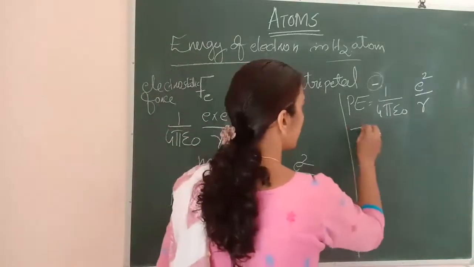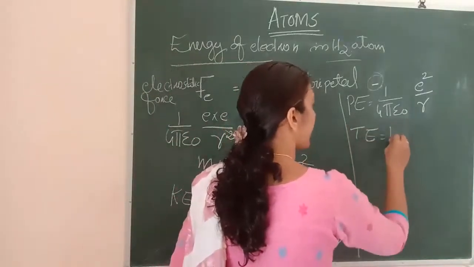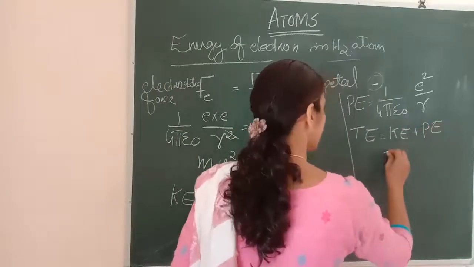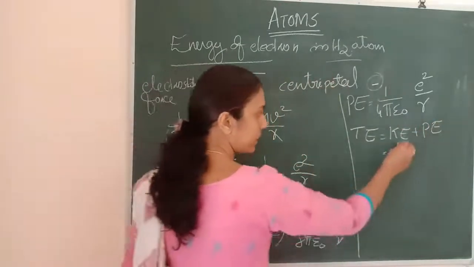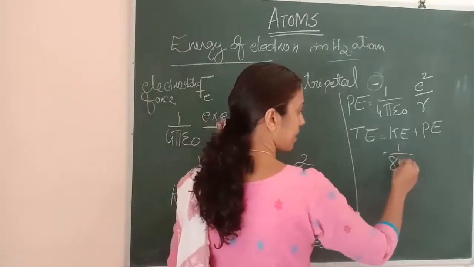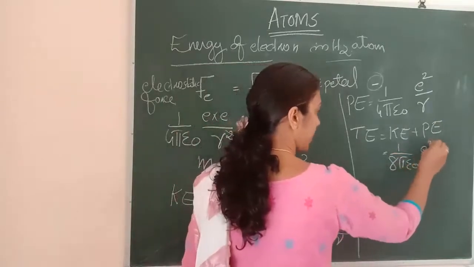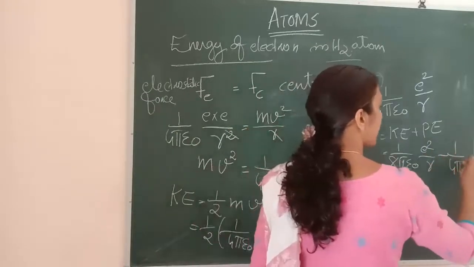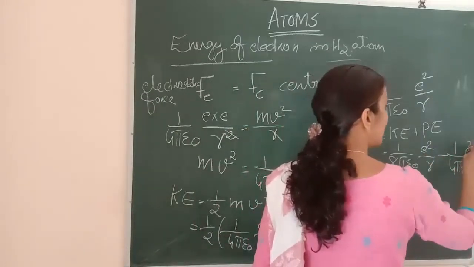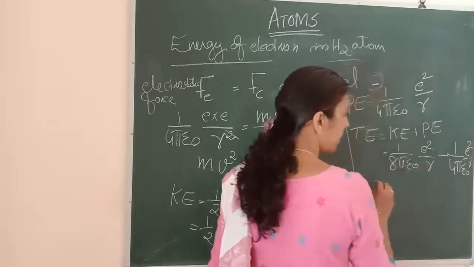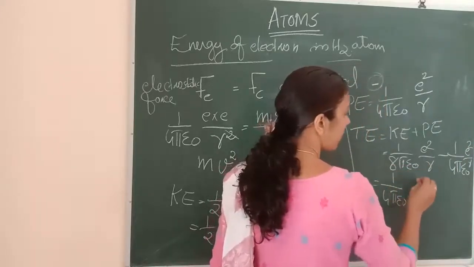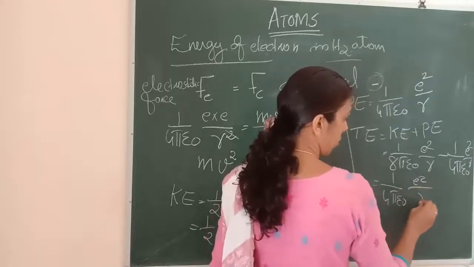Okay. Then what will be the total energy? Kinetic energy plus potential energy. Kinetic energy we got as 1 by 8 pi epsilon 0 e square by r, and potential energy is minus 1 by 4 pi epsilon 0 e square by r. Here 1 by 4 pi epsilon 0 e square by r is common.